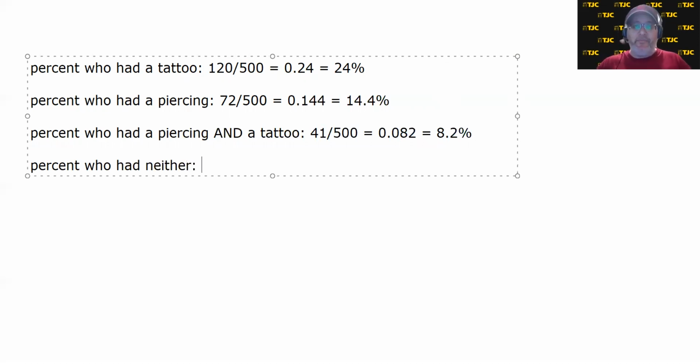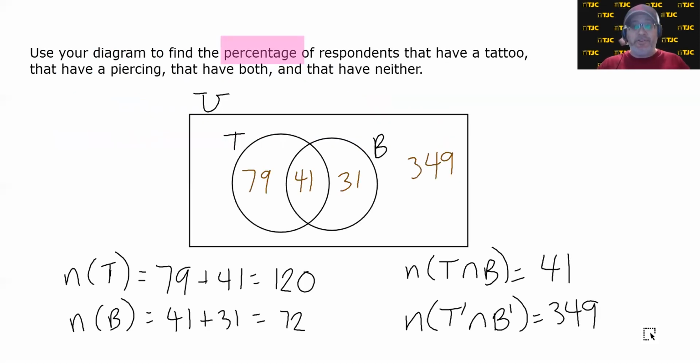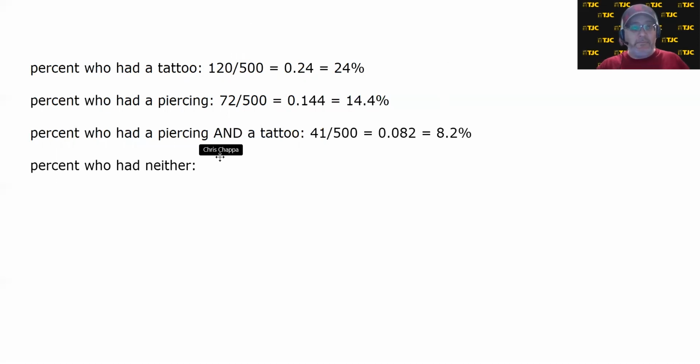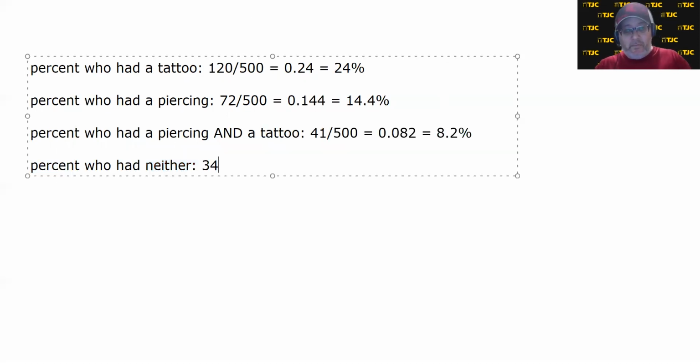Percent who had neither was at 394, 349, temporary dyslexia. 349. 349 of the 500 respondents had neither. And if we divide that, we get 0.698. And if we move the decimal 2 places to the right, we get 69.8%.